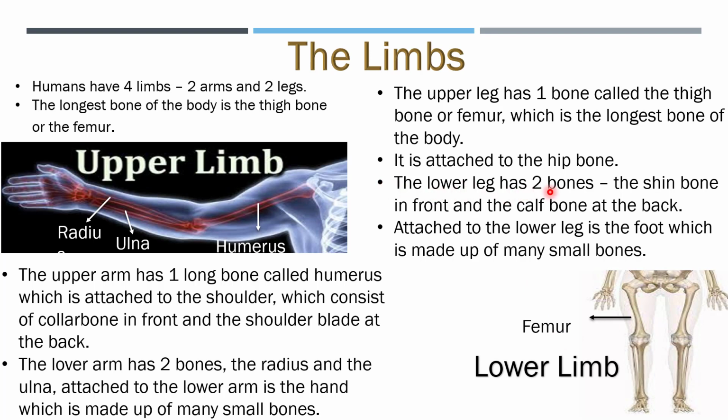The lower leg has 2 bones, the shin bone in the front and the calf bone at the back. As we can see in this image, this is our calf, which is in the front, and the thicker bone which is at the back is called the shin bone. Attached to the lower leg is the foot, which is made up of many small bones, and we can see in this image that these 2 bones are attached with the many small bones present in our foot.